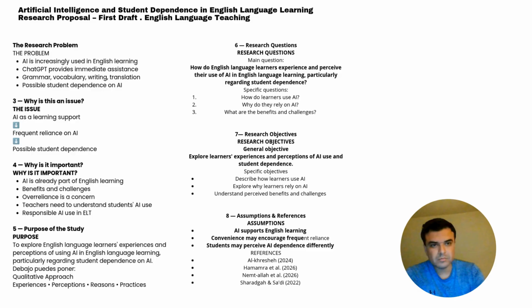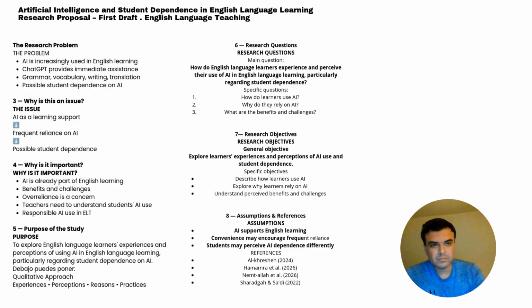The first question is, how do English learners use artificial intelligence when learning English? The second question is, what reasons do English language learners give for relying on artificial intelligence during English language learning activities? And the third question is, how do English language learners perceive the benefits and challenges of relying on AI for learning English? These questions focus on experiences, perceptions, and practices, which is appropriate for my qualitative research approach.